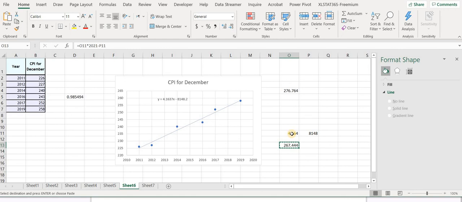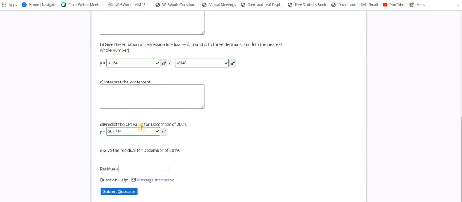So we took the number, which is this number right here. That is the slope rounded to 3 decimals times the x value 2021 minus the y-intercept, because it's minus right here in the equation. So minus 8,148. That gave us this number. I took this number, pasted over here. That was the answer.